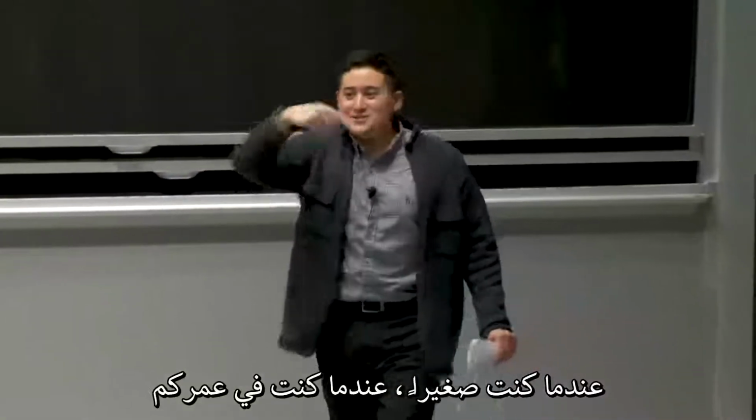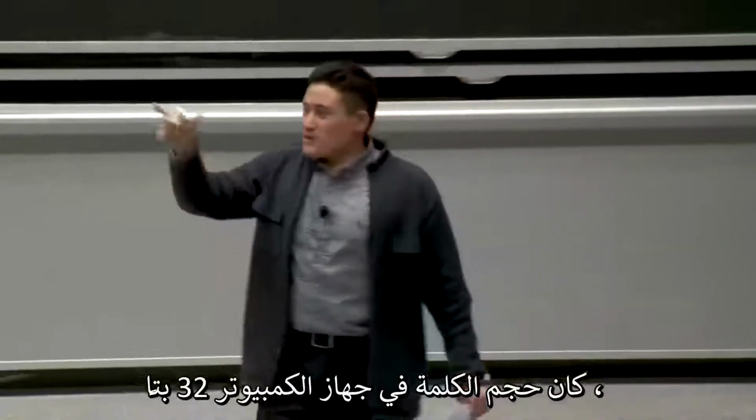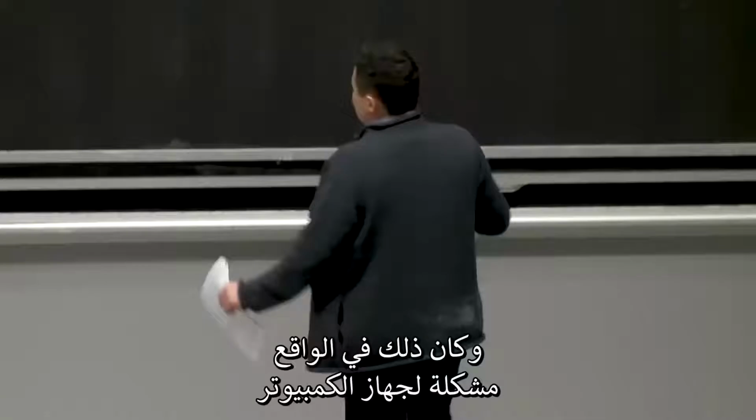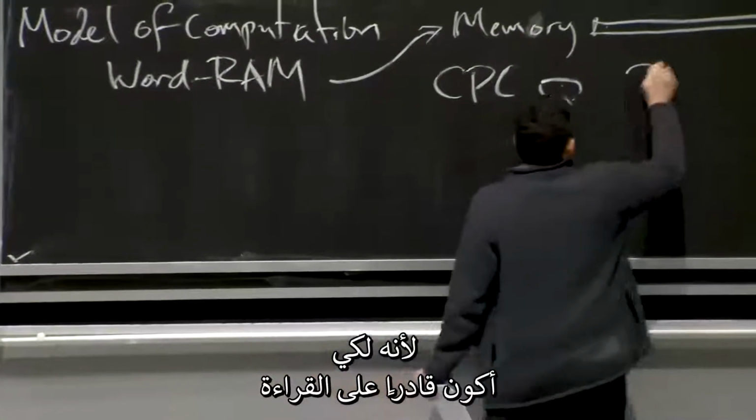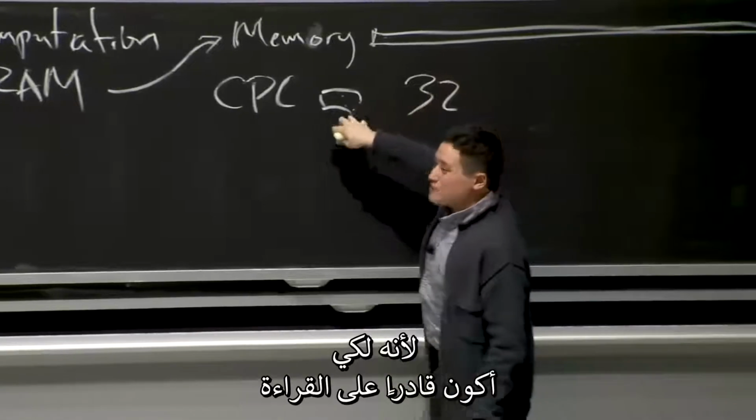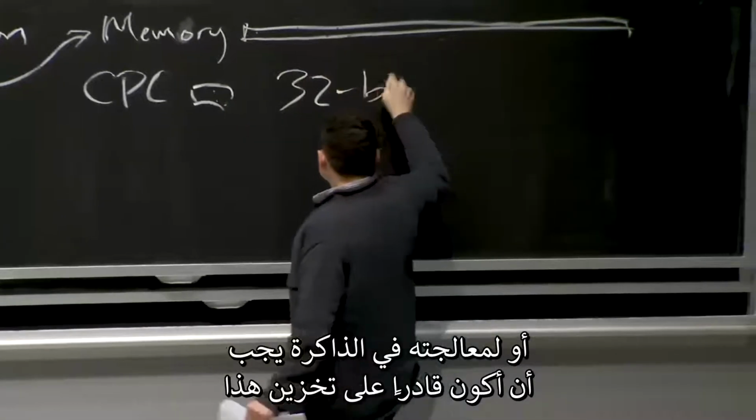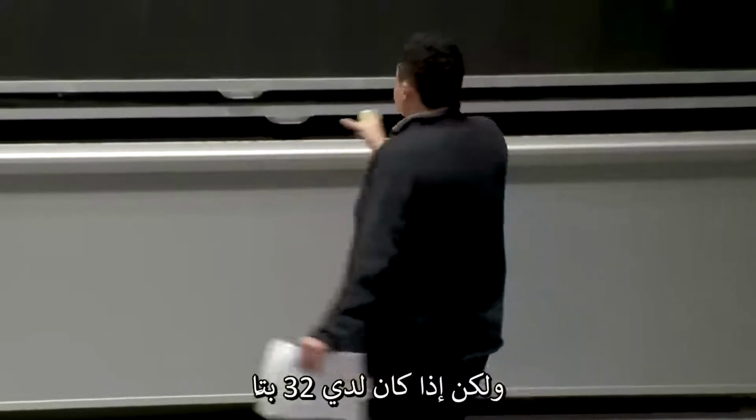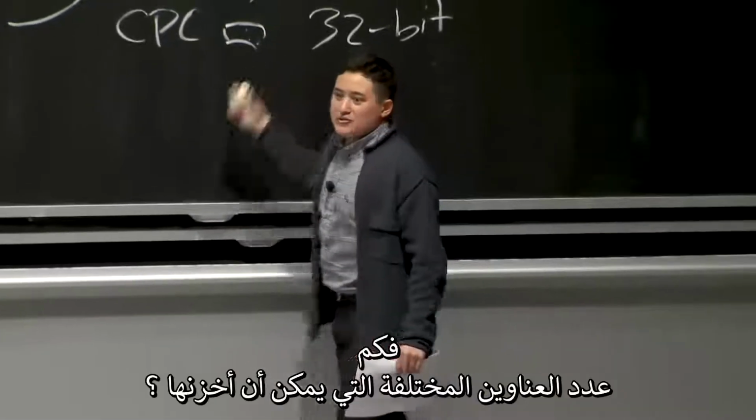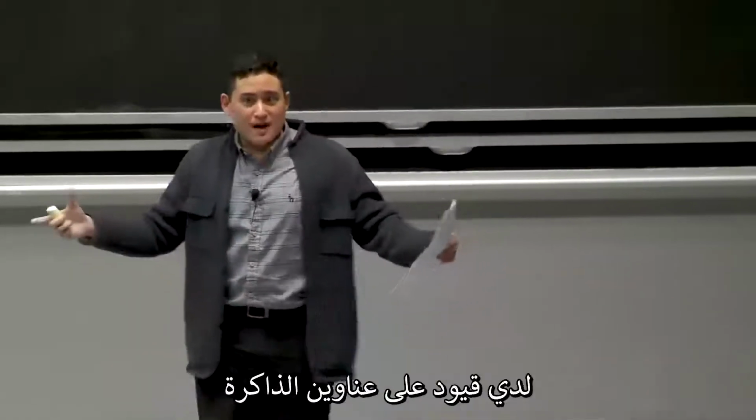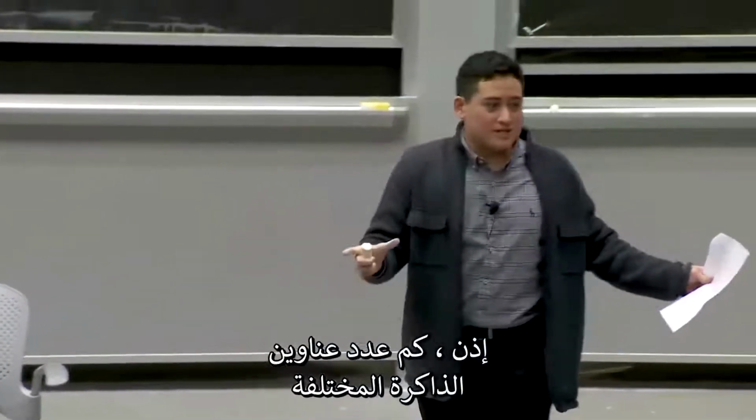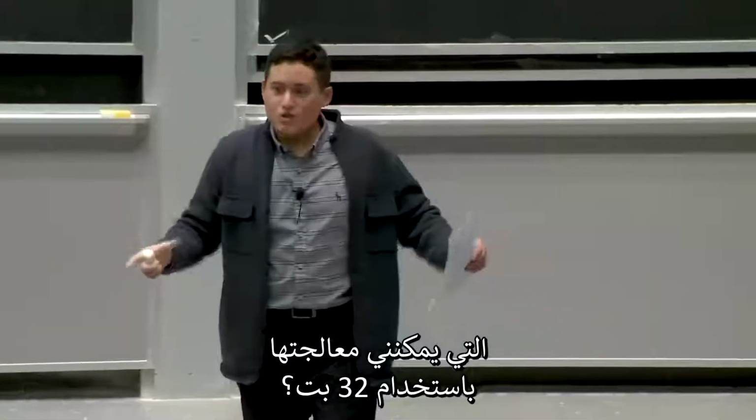When I was your age, my word size was 32 bits. And that actually was a problem for my computer, because in order for me to read an address in memory, I need to be able to store that address in my CPU, in a word, right? But if I have 32 bits, how many different addresses can I address? I have a limitation on the memory addresses I can address, right? So how many different memory addresses can I address with 32 bits? 2 to the 32, right?